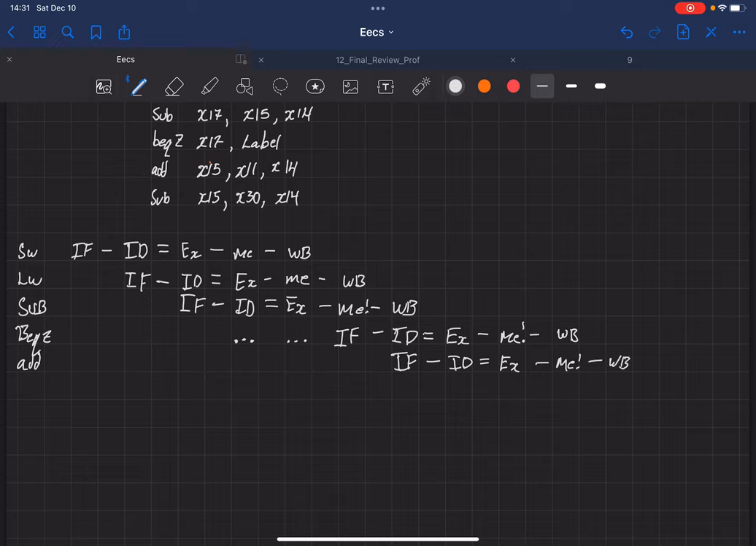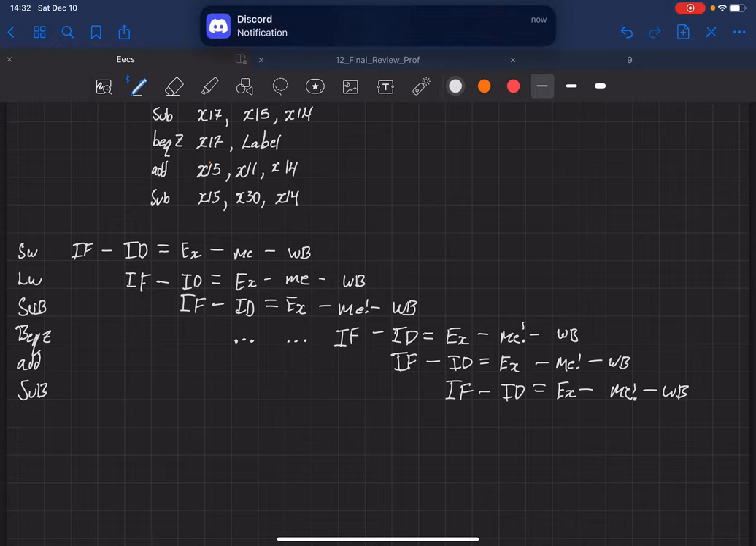And finally we have subtract, and subtract does use the memory, but only for the instruction fetch. And we go instruction fetch and we go up, and notice everything is fine. So instruction decode, execute, memory, write the exclamation mark because we won't use it, and write back. Okay, so that is what is happening for this.